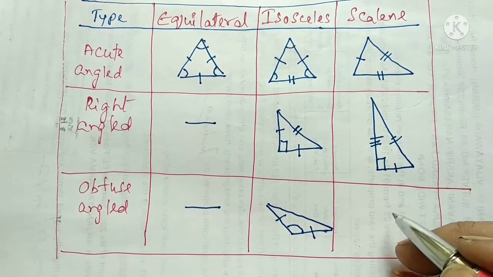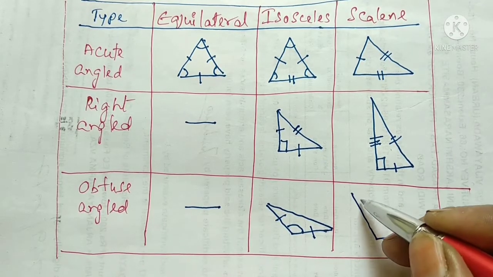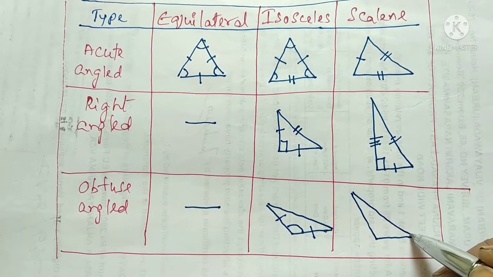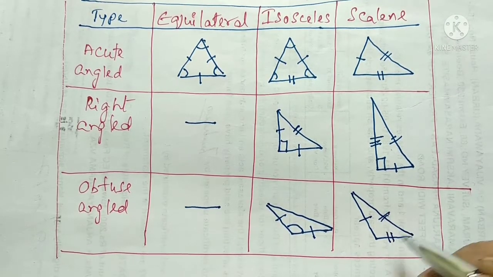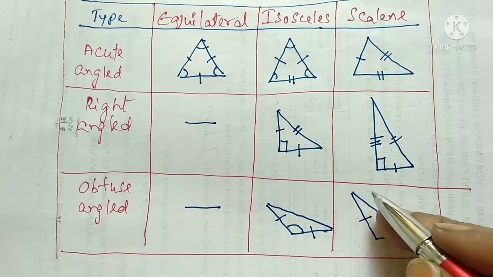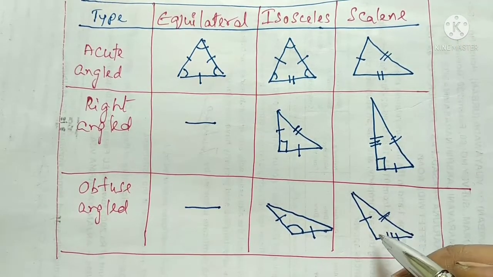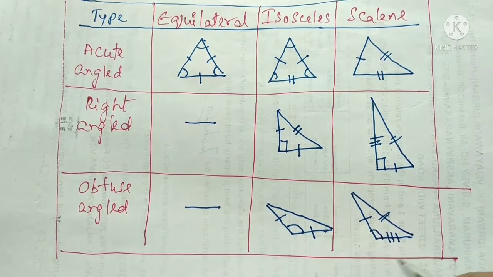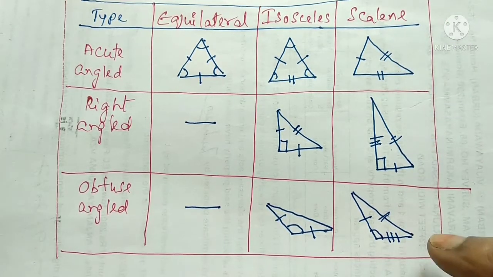Now scalene. These three sides are of different size, means the lengths of these three sides are entirely different. So this is scalene, and one of the angles is an obtuse angle. So this is an obtuse angle triangle, and at the same time this is scalene. I think you have understood.